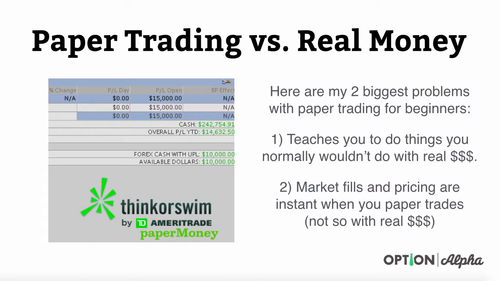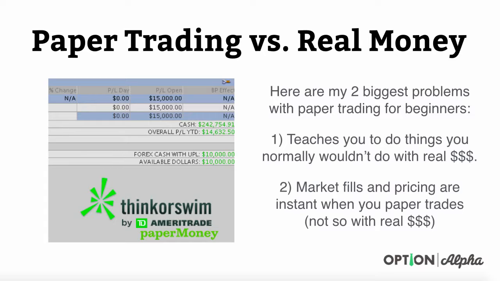So here's my two biggest problems with paper trading for beginners. And I think this really encompasses a lot of different things that hinder your ability to make the leap between paper trading and real money trading. The first thing is that it teaches you to do things you normally wouldn't do with real money. And this is really the number one thing for me, because with paper money, you usually get an account that's $100,000 of paper money. And it's just not realistic, right? And again, it's paper money. You know that it's not real money. So you end up making trades that are more aggressive than you normally would. You end up getting out of trades slower than you normally would, and it really doesn't teach you that much because you don't have real money on the line or skin in the game. So that's the first thing: it teaches you to do things that you normally wouldn't do with your account.